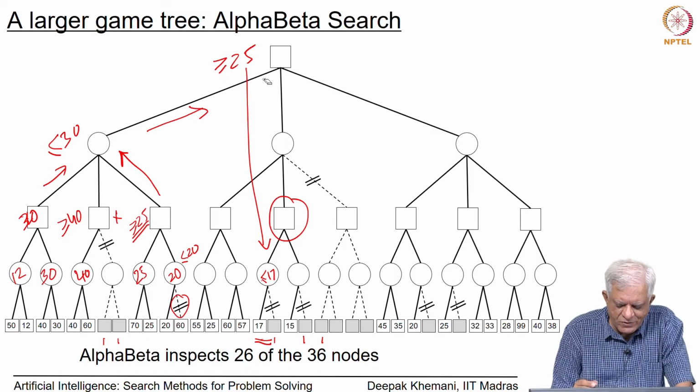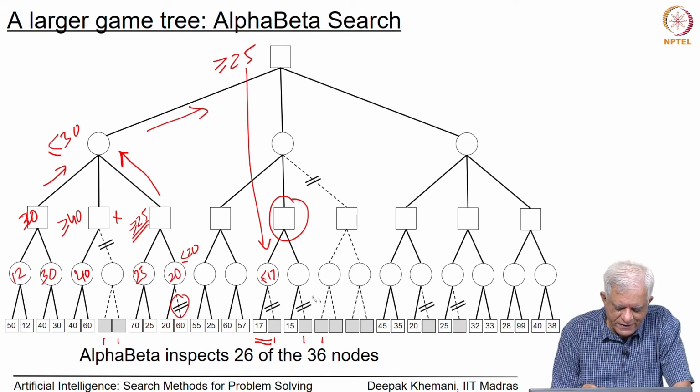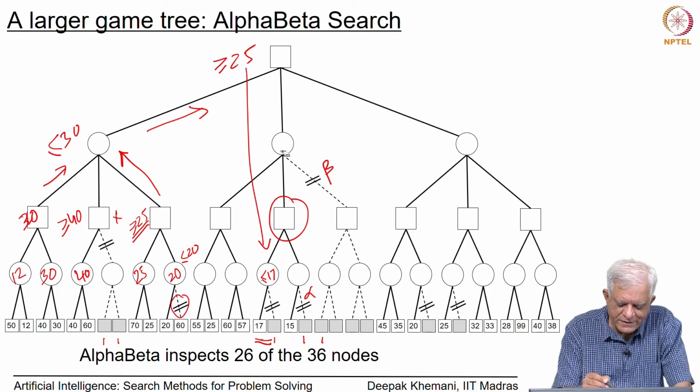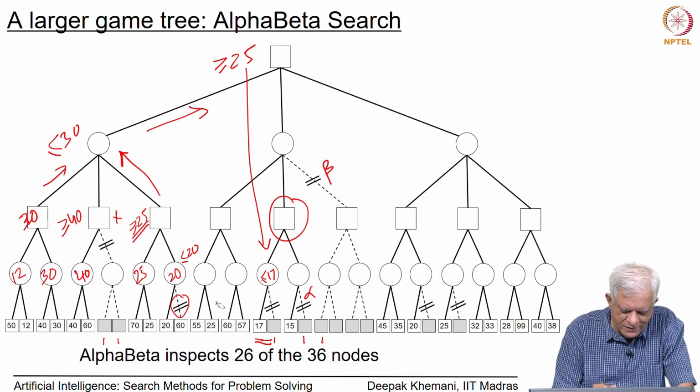So, if you go through this whole exercise, you will see that there are some more cutoffs which are happening here. So, this is an alpha cutoff and this is a beta cutoff, because beta is getting some value. So, what is that value? Let us see, this is 25 from here and this is 57 from here. So, this would choose 57. So, this is going to be less than or equal to 57.